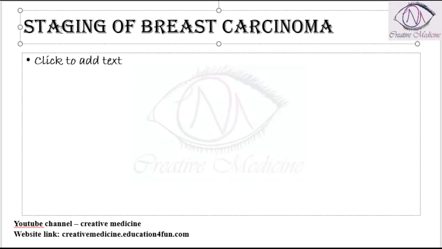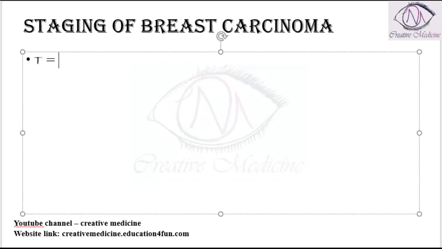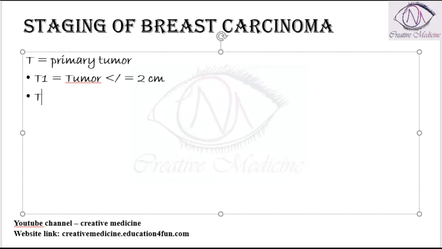In the staging of breast carcinoma, we have T. T means primary tumor. In the primary tumor, first we have T1. T1 is tumor less than or equal to 2 centimeters. In T2, the tumor is 2 to 5 centimeters. In T3, the tumor is more than 5 centimeters.